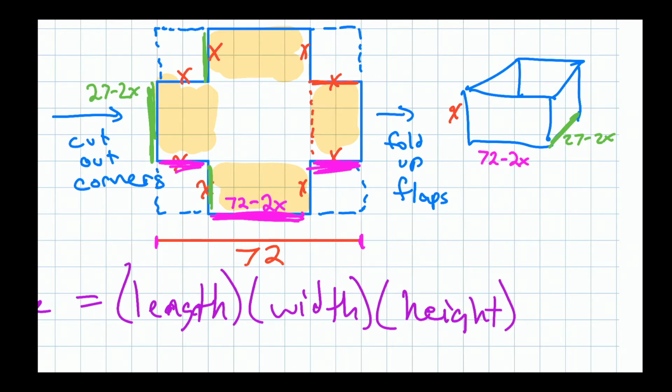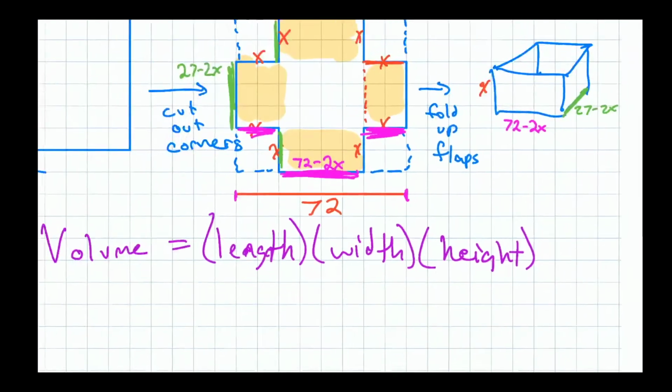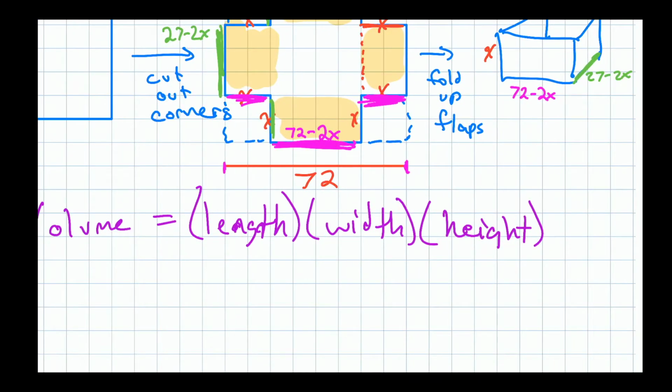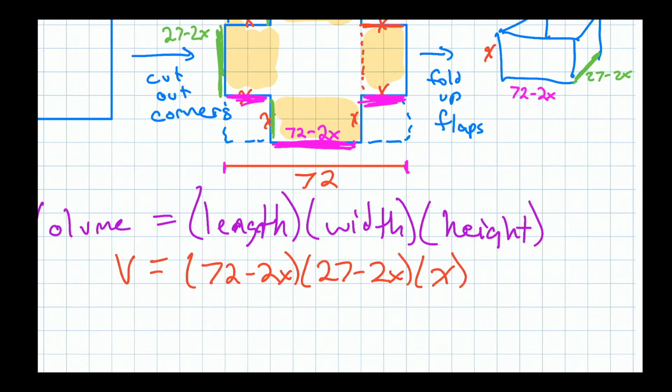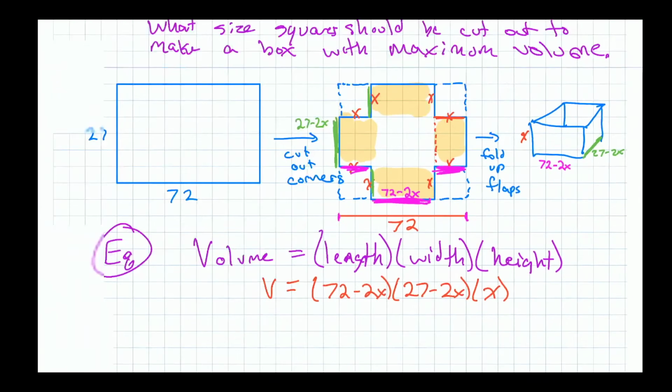So you have to do all that work. And again, it's hard the first time, but then you're going to remember it later. So my volume equation is length times width times height: 72 minus 2x, 27 minus 2x, by x. That's my volume. So that's what we were trying to do there.